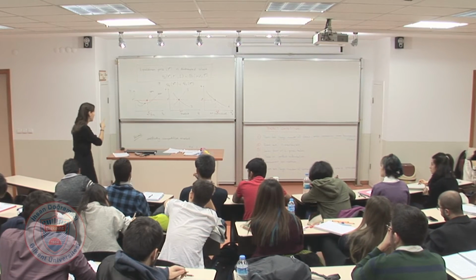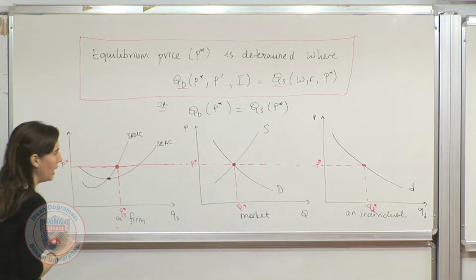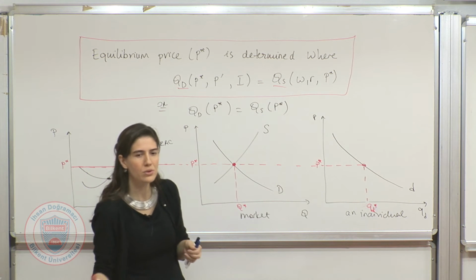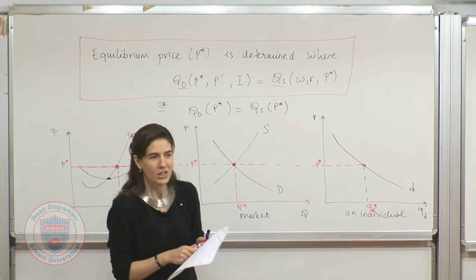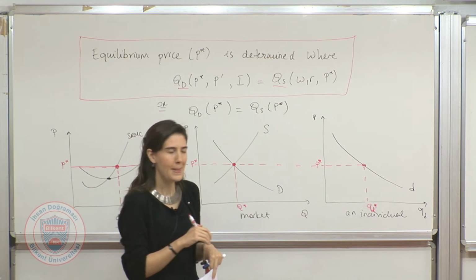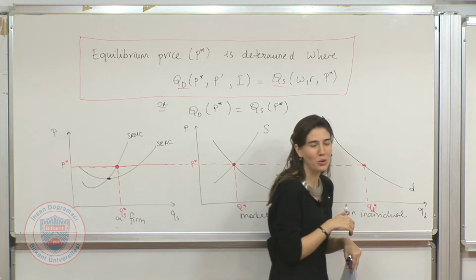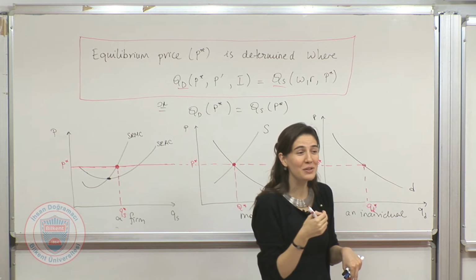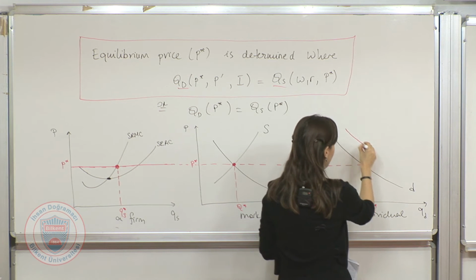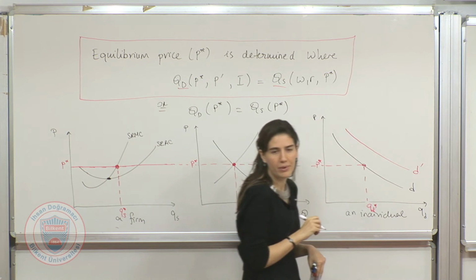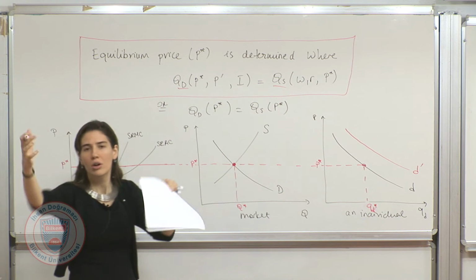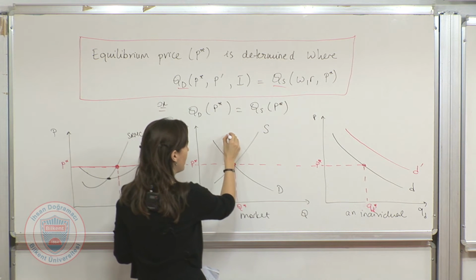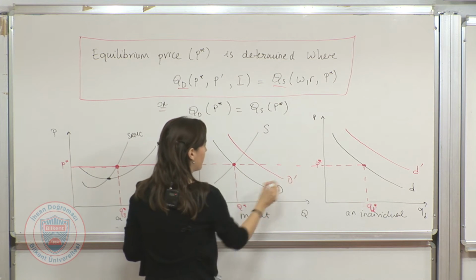So what's going to happen to the demand curve? All of you would have an individual demand. What's going to happen to the demand curve? It's going to shift where? To the north, to the right. So let's call this D prime. If all your demand curves shift, obviously the market demand is going to shift. Let's say D prime.